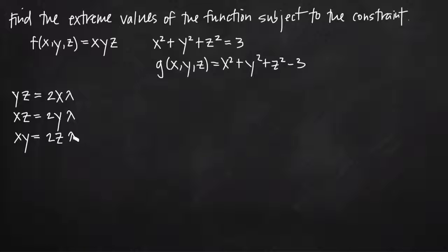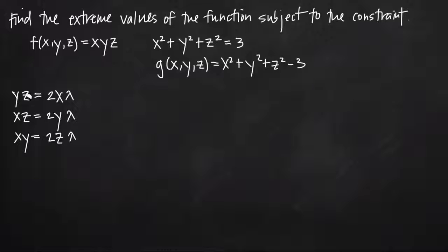Now once we get to this point in the Lagrange multiplier process and we have these 3 equations, our goal is to solve each of these for a value of lambda. If we can solve all 3 of these for lambda, then we can set all 3 of them equal to each other and find a relationship between x, y, and z. So this lambda variable is just a tool that we can use to find a relationship between x, y, and z.